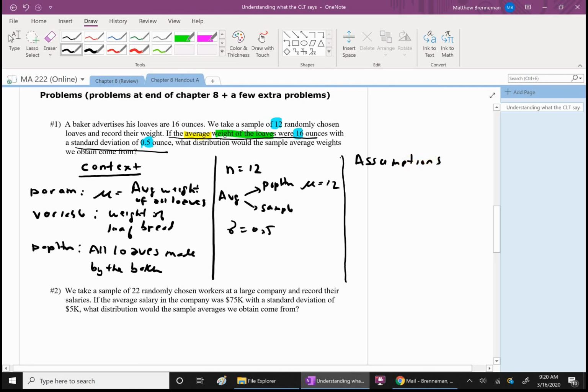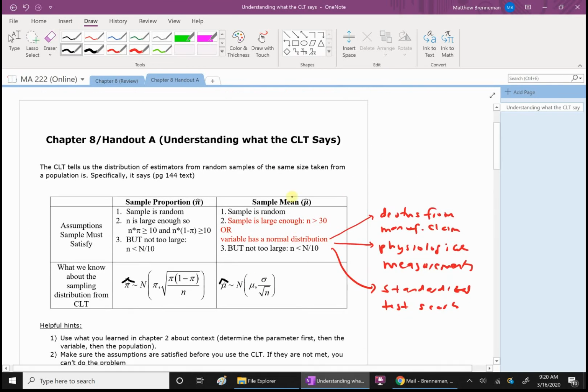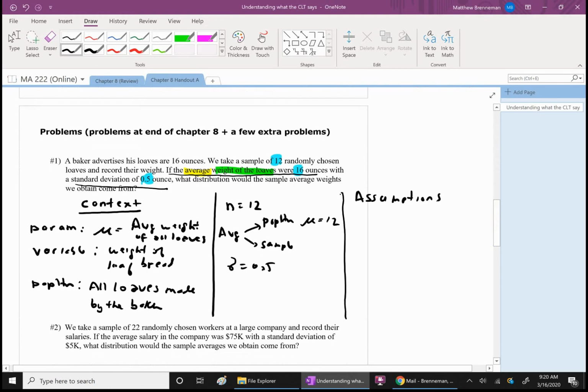Do we have a random sample? Right. Let's go back to the assumptions for a quantitative variable. Is our sample random? Yes. We're told that we have 12 randomly chosen loaves. So random is okay.